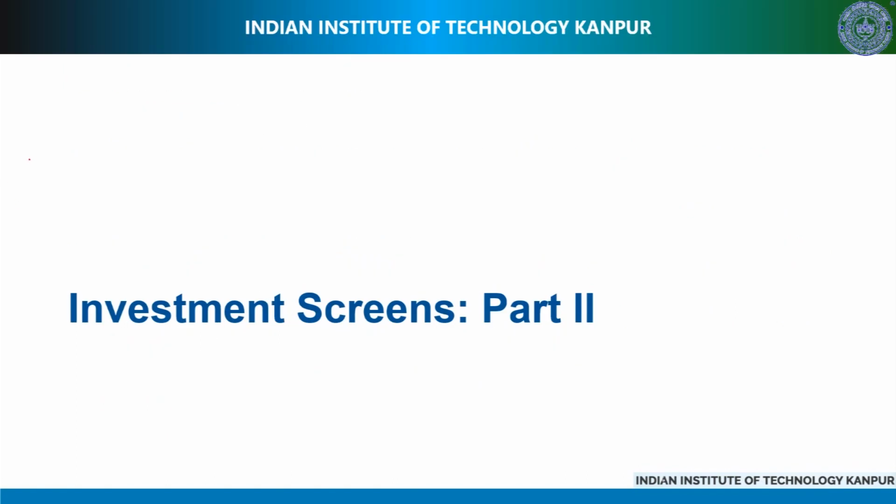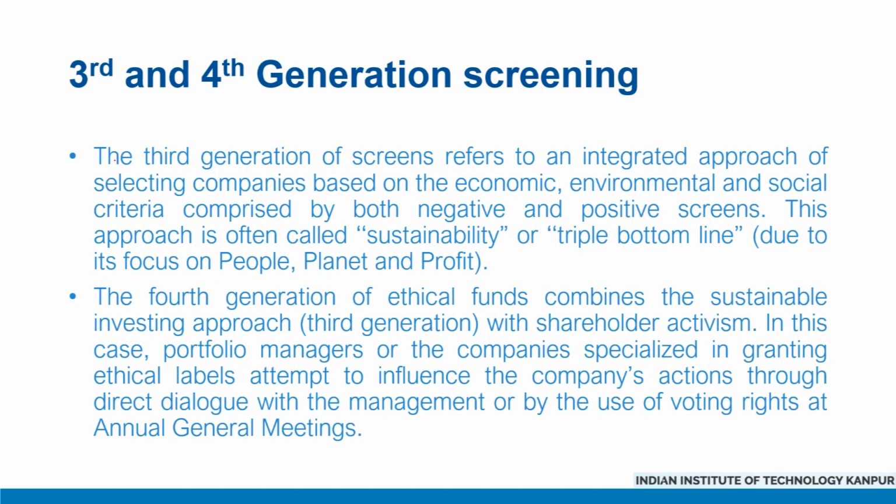In this video, we'll discuss third and fourth generation screens and norms-based screens. The third generation of screens refers to an integrated approach of selecting companies based on economic, environmental, and social criteria, comprised of both negative and positive screens. This approach is often called the sustainability or triple bottom line approach due to its focus on people, planet, and profit.